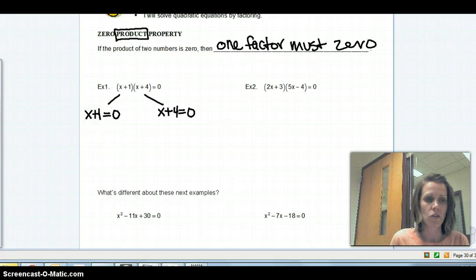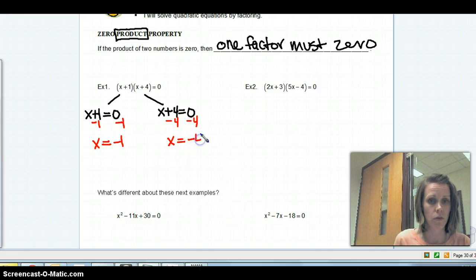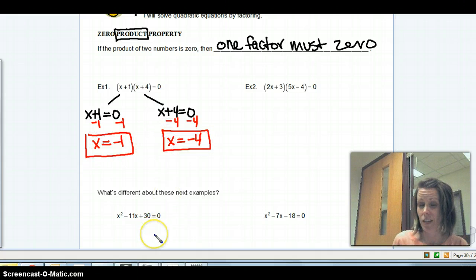So this is just a one-step equation then. So to solve it, remember you do the opposite. So x is equal to negative 1. And then over here, to solve for x, we're going to do the opposite. But this time, x is equal to negative 4. So in these types of equations, you're going to have two different answers. Okay?